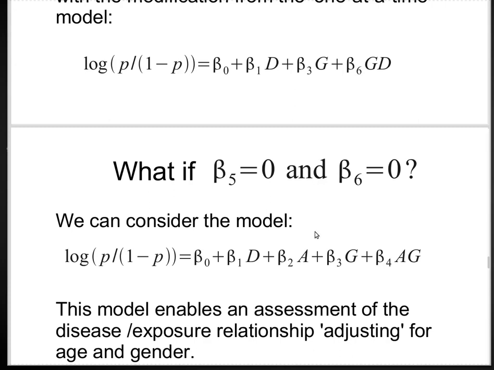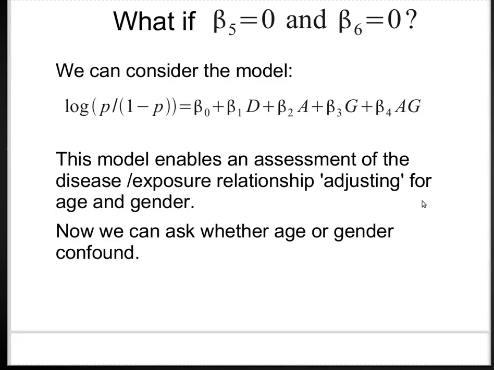Okay. What do we have then if, in fact, beta 5 is 0 and beta 6 is 0? Well, what have we got? We've got now a model. If we remove beta 5 and remove beta 6, we have a model that now has 5 terms. This is the model that enables the assessment of the disease exposure relationship adjusting for age and gender. Because if we're prepared to assume that beta 5 and beta 6 and beta 7 are all 0, then we have no age or gender modification. And now we're interested in whether or not we can report, or should be reporting, an assessment of a disease exposure relationship adjusting for both age and gender.